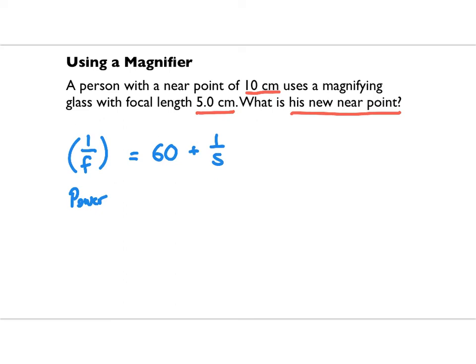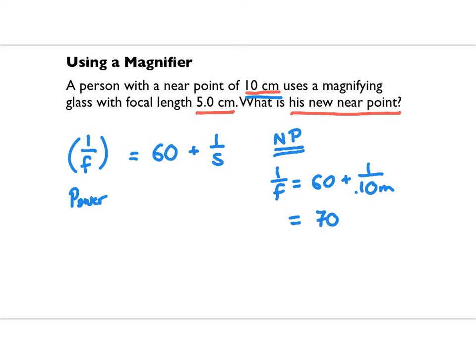Well, 1 over f is the power of the visual system, and the person has a near point of 10 centimeters. So first off, I'm going to look at the person's near point. At the near point, the power of the visual system, which is 1 over f, is equal to 60 plus 1 over s, and I've got to put that in meters because I want powers in diopters. So I have 0.10 meters. I get a power of 70 diopters. Okay? That's at the near point.